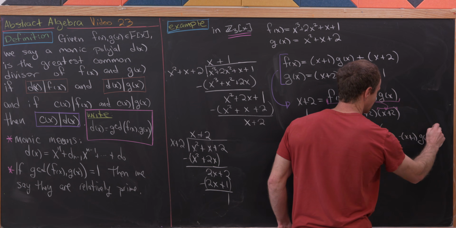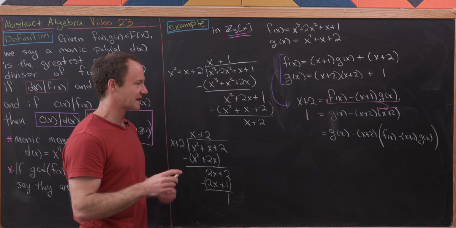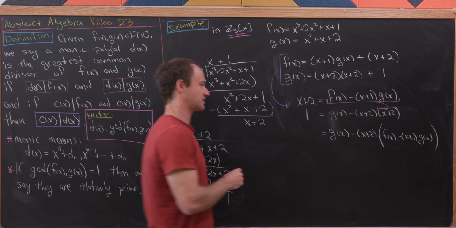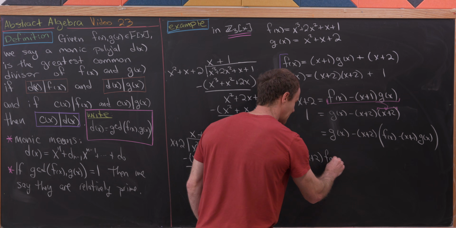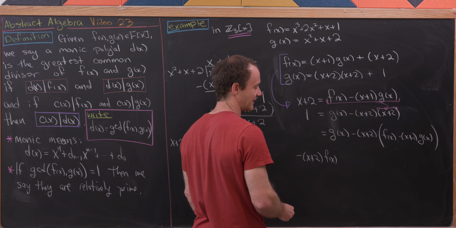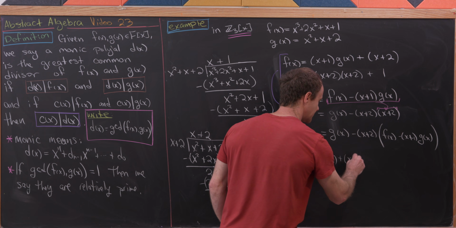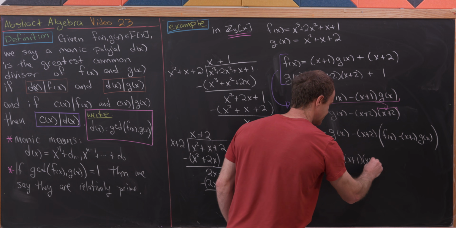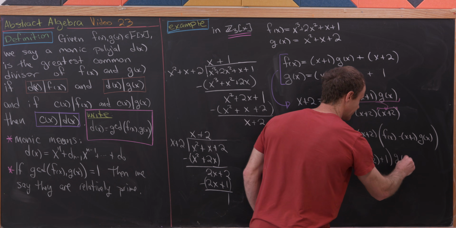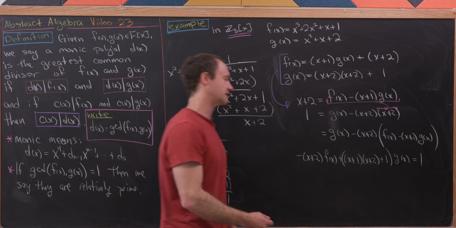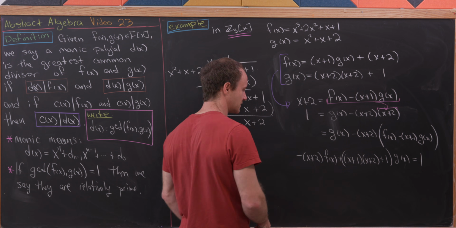Great, and now let's gather all of the f of x terms and all of the g of x terms. So notice we'll have minus (x + 2) times f of x. So that's all of the f of x terms. And then for g of x, we'll have plus (x + 1) times (x + 2) plus 1 times g of x. And this is all equal to 1. Okay, so now let's maybe multiply this out to see what we get.